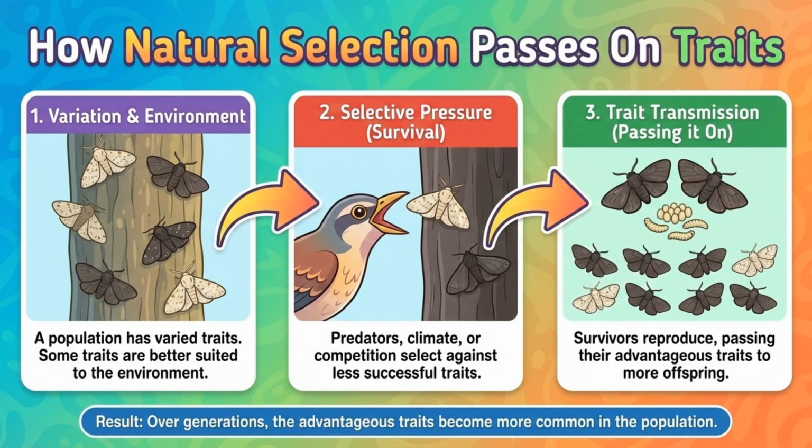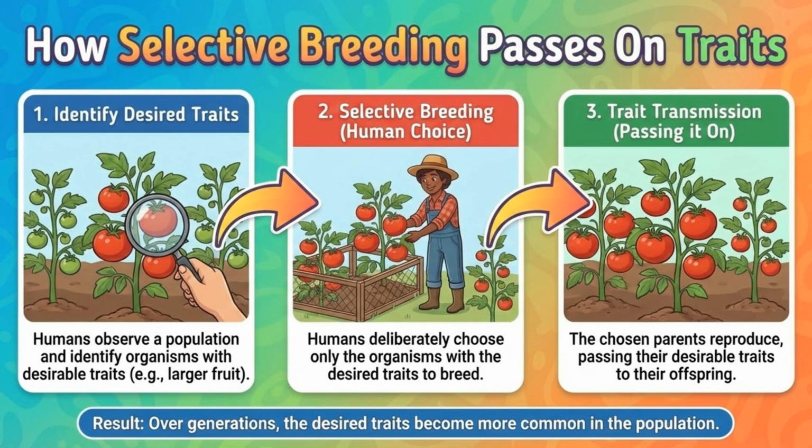Natural selection involves variation, selective pressure for survival, and trait transmission. Over generations, advantageous traits become more common in the population. Selective breeding starts with identifying desired traits, followed by human-chosen breeding. The chosen parents pass down desirable traits to their offspring, increasing those traits over time.